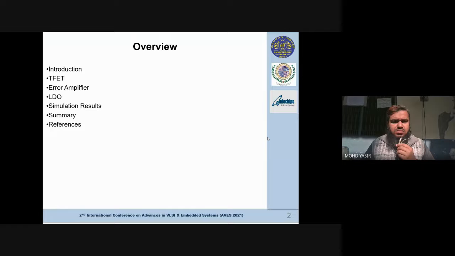First, I introduce the topic, then some basic concepts of TFET, that is tunnel field effect transistors, then the error amplifier, which is basically a two-stage TFET based op amp, then basics of the low dropout voltage regulator, then simulation results, then summary, and then references.